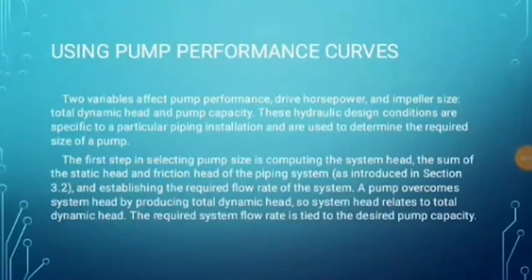Using pump performance curves, four variables affect pump performance: drive horsepower, impeller size, total dynamic head, and pump capacity. These hydraulic design conditions are specific to a particular piping installation and are used to determine the required size of pump. The first step in selecting pump size is computing the system head, the sum of the static head and friction head of the piping system, and establishing the required flow rate of the system. The pump overcomes system head by producing total dynamic head, so system head relates to the total dynamic head. The required system flow rate is tied to the desired pump capacity.